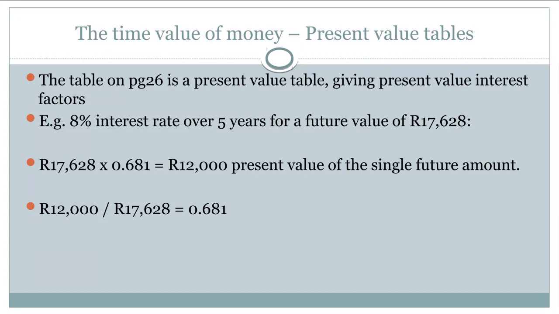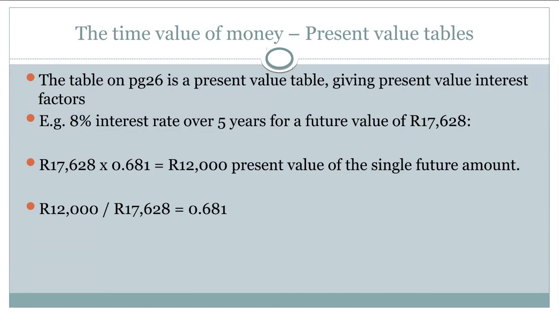On this table now, again, we're going to go to the 8% column and the period 5 line, and where those two meet on the present value table, we've got a factor of 0.681. So this is a factor that is less than 1. When I multiply 17,628 by 0.681, I'm going to end up with only 0.681 of 17,628, which is 12,000.